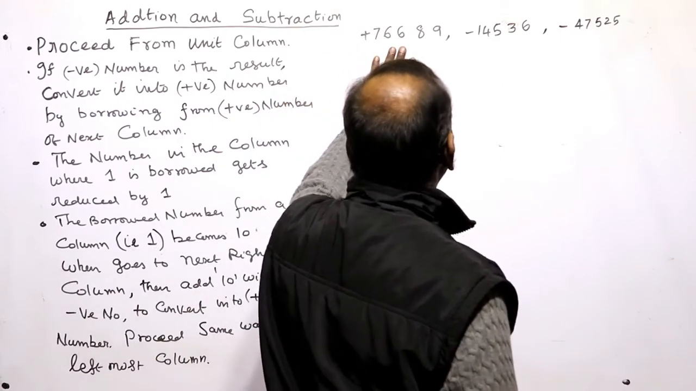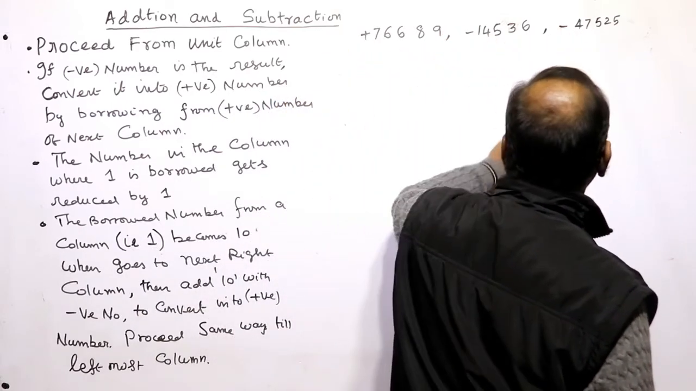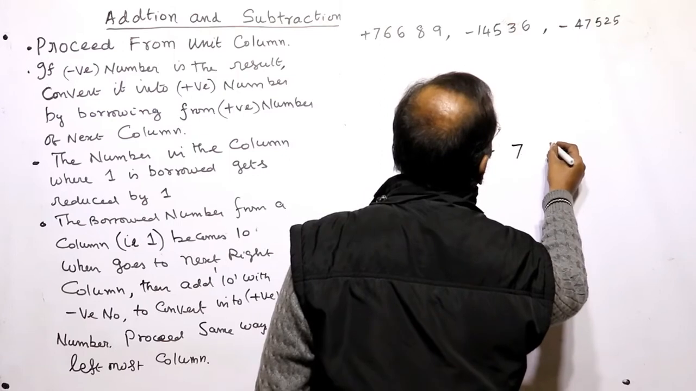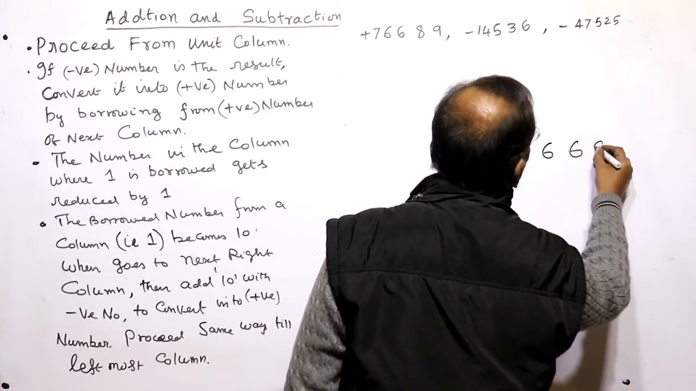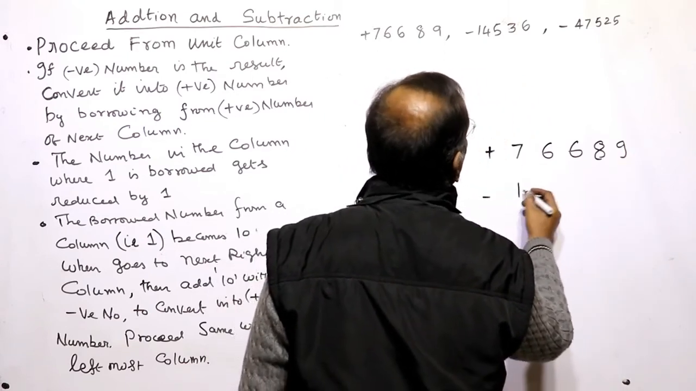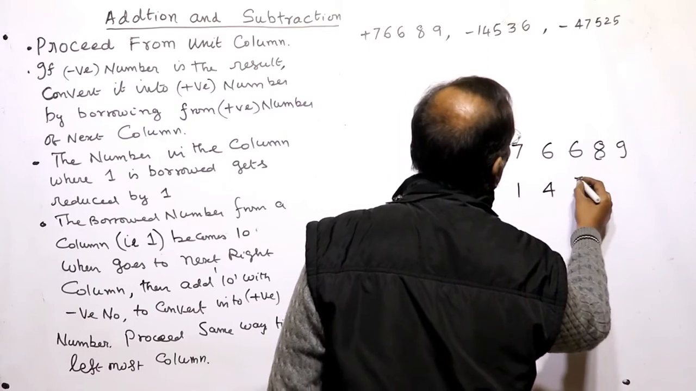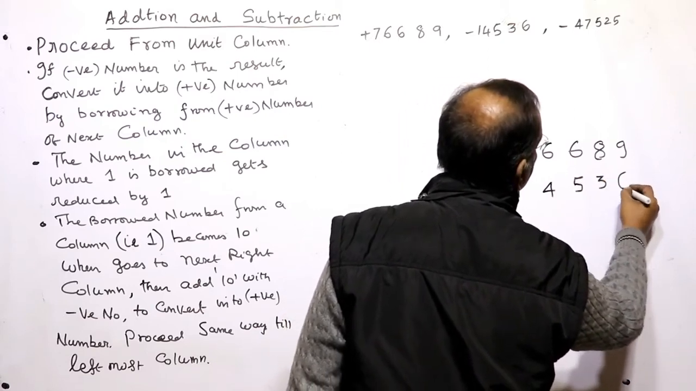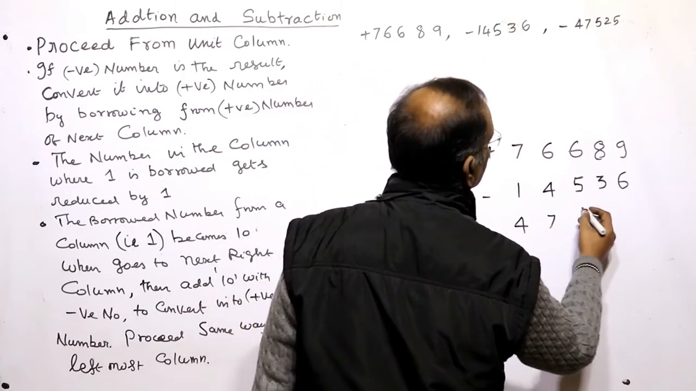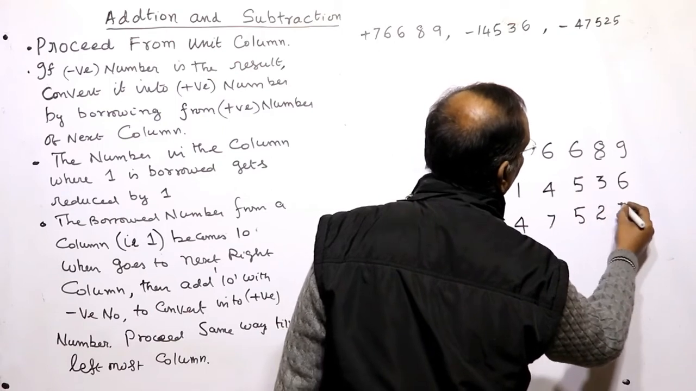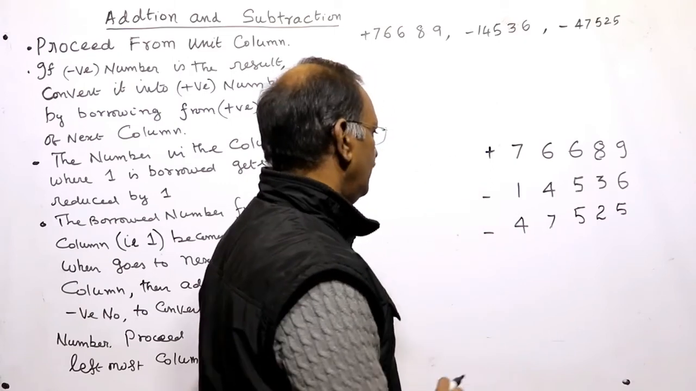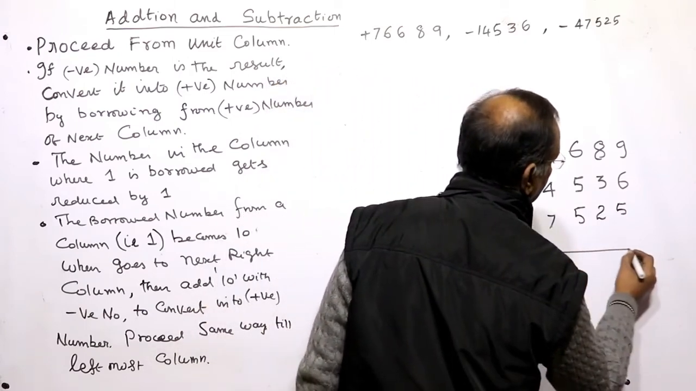Another example: a positive number, a negative number, a negative number. We are going to do the positive number 76689, with the negative number 14536, then 47525. It means this number is subtracted with this number, and again subtracted with this number. So there are 3 numbers. It's a very simple example.